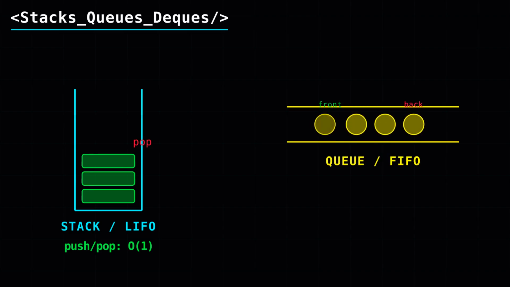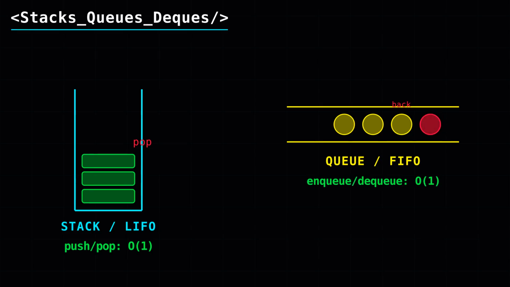A queue flips the logic. It follows first in, first out, like a line at a coffee shop. You enqueue at the back, and dequeue from the front. The oldest item is served first.